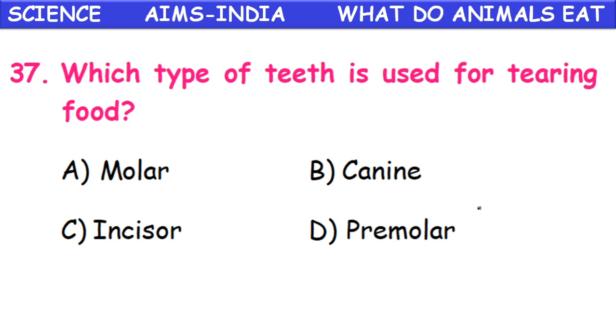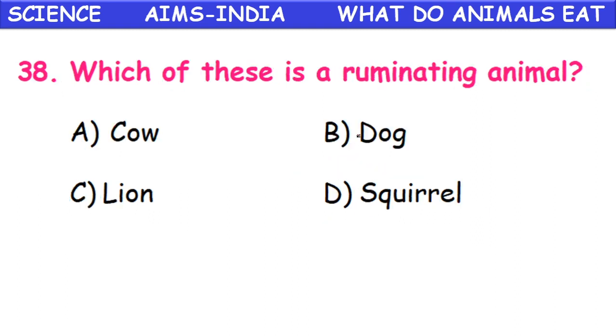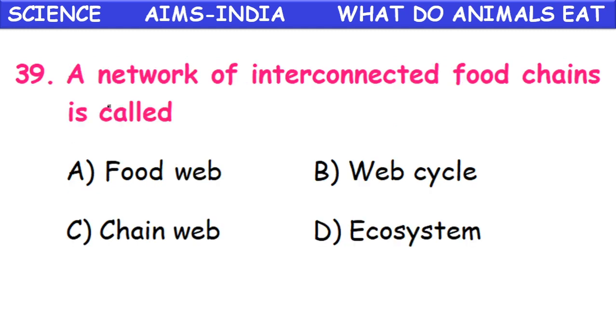Which type of teeth is used for tearing food? Once again, canine. Which of these is a ruminating animal? Cow, dog, lion, squirrel. It is the cow, a ruminating animal. A network of interconnected food chains is called food web, web cycle, chain web, ecosystem. The group of food chains is called a food web.